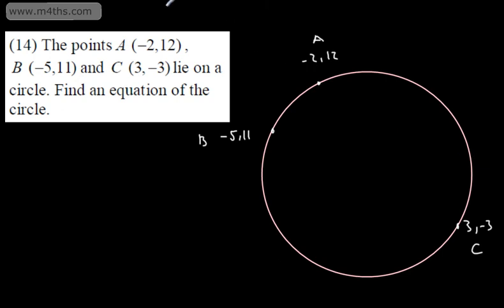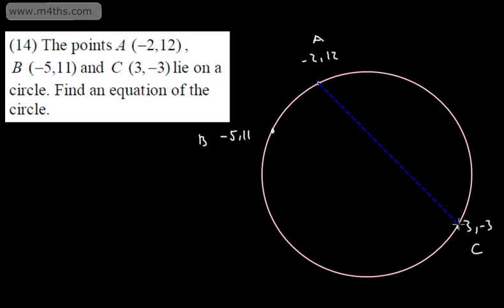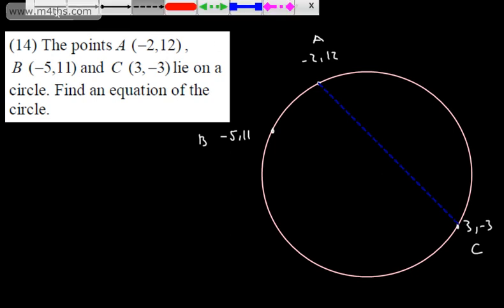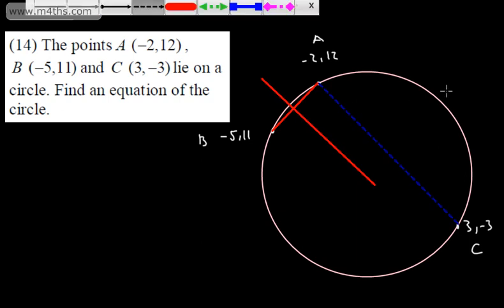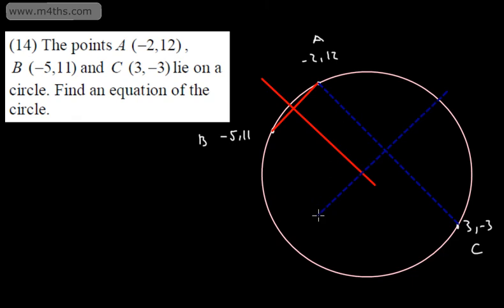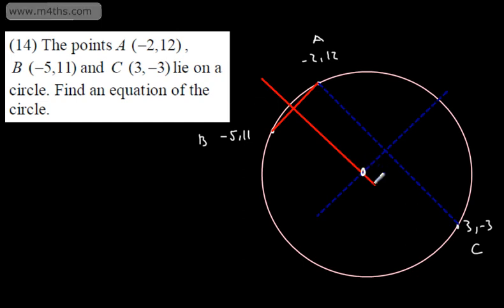Okay, what I'm going to do here is the following. I'm going to set up some chords, and one chord will be AC, and the other chord is going to be AB. I could do that one, or I could do BC. It really doesn't matter. If I find the perpendicular bisector of this chord and the perpendicular bisector of this chord, then they will both pass through the centre, and we can solve simultaneously to find the centre, and then we can find the radius.